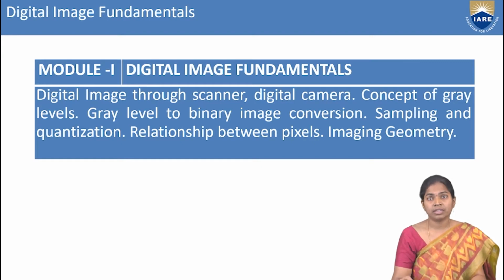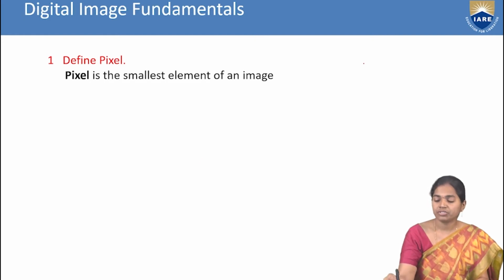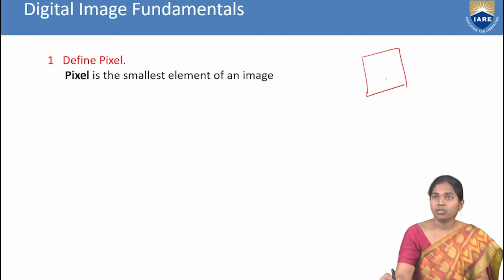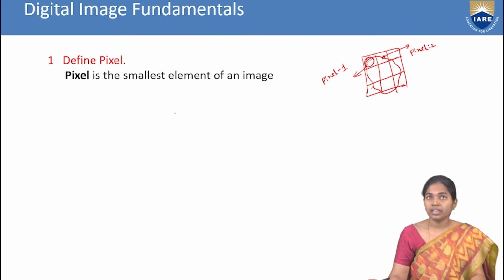Based on these topics, let us see the definitions. First, define pixel. Pixel is nothing but a picture element. It is the smallest element of an image. For example, this is my entire image. It covers a total of 9 pixels. This is pixel 1, this one is pixel 2. Pixel is the smallest element of an image.